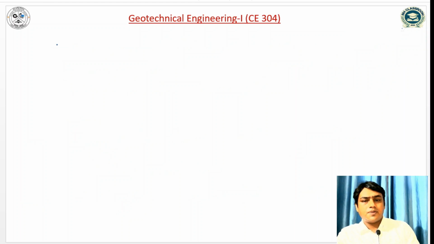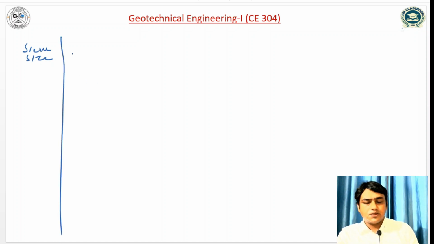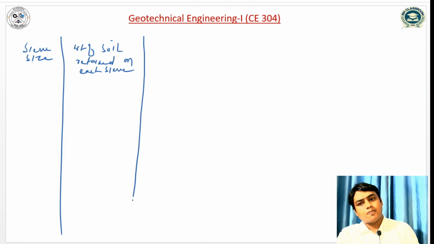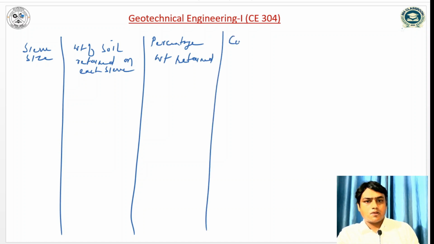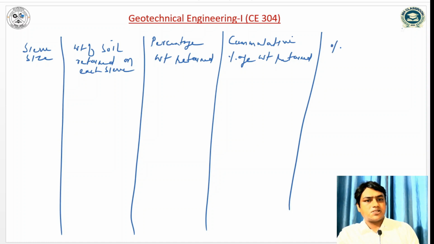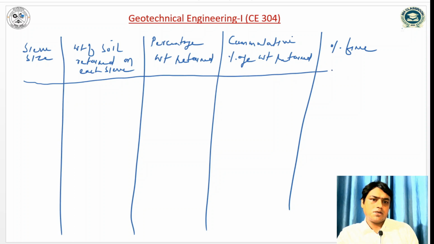So there is a table you have to make. Sieve size, second one is weight of soil retained on each sieve, percent weight retained, cumulative percentage weight retained, and percent finer. So this is the grain size distribution table.